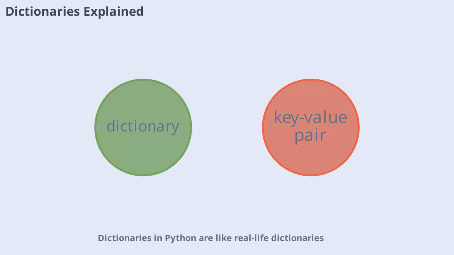Dictionaries in Python are like real-life dictionaries. They store information in pairs. Each item has a key and a value, making it easy to look up data quickly. For example, you could store a person's name as the key and their phone number as the value. Dictionaries are powerful tools for organizing and retrieving data efficiently.